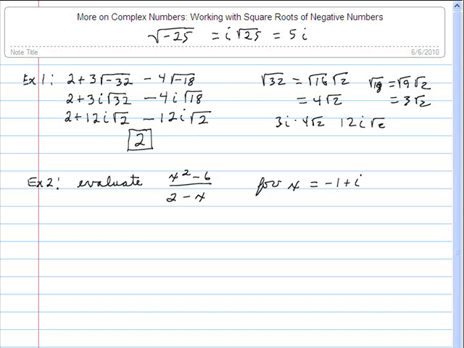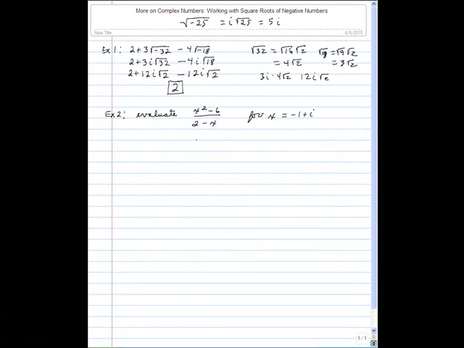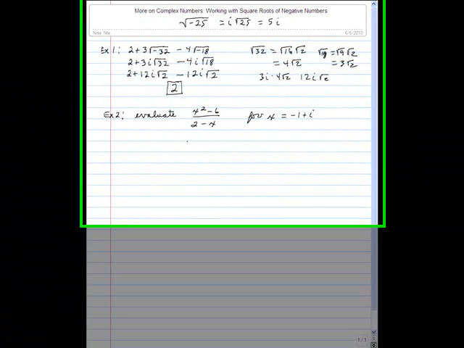Now let's take a look at the second example problem. In the second example problem, I'm asked to evaluate this fairly complicated algebraic expression, and to evaluate it, I'm supposed to use for my value of x negative 1 plus i. So I'm going to rewrite this thing, and I'm going to put an empty hole everywhere that an x occurs.